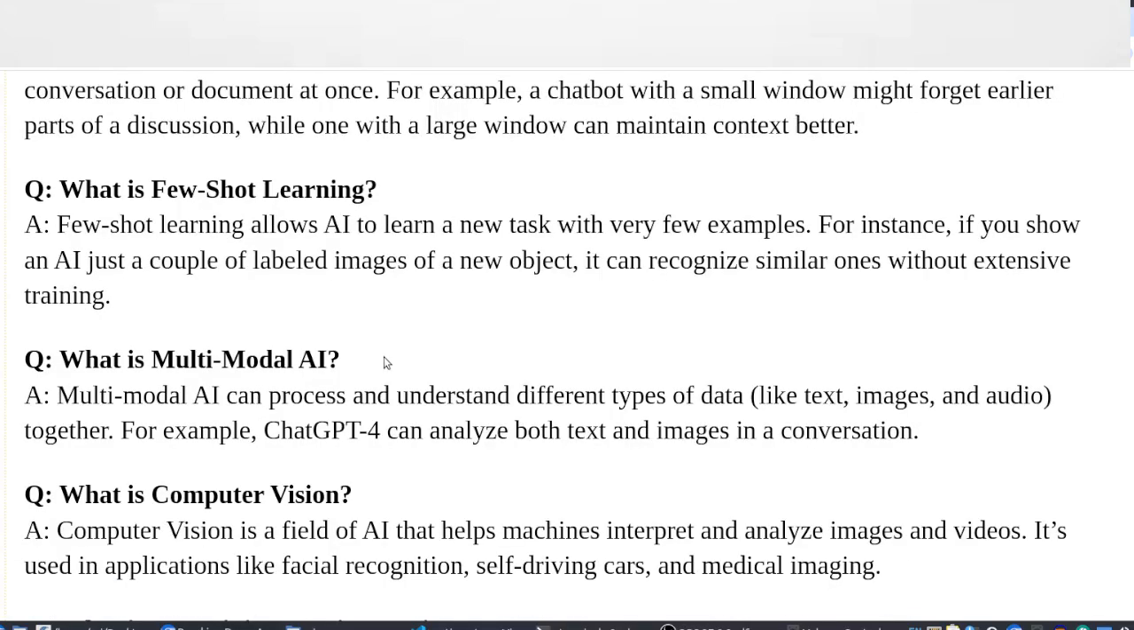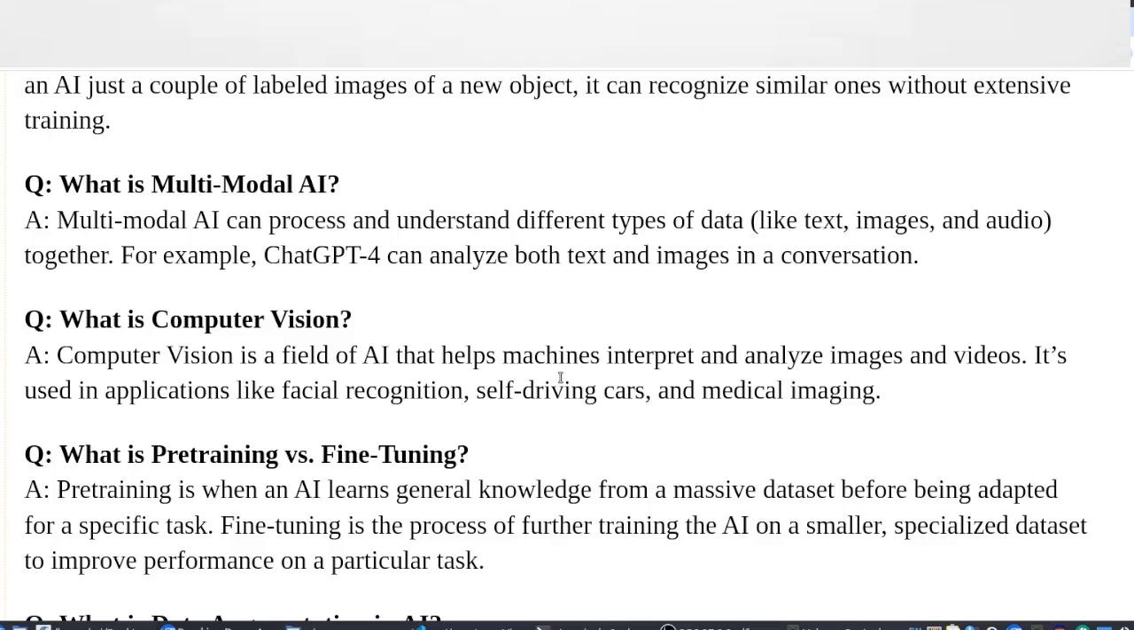What is multimodal AI? Multimodal AI can process and understand different types of data like text, images, and audio together. For example, GPT-4 can analyze both text and images in a conversation. GPT-4 is a multimodal model. So we will be able to handle text, we can ask questions by speech, and we can ask it to generate images also, and we can upload an image and ask questions based on the image.